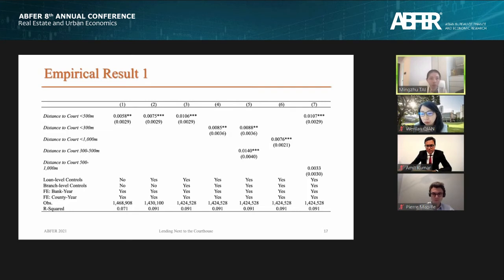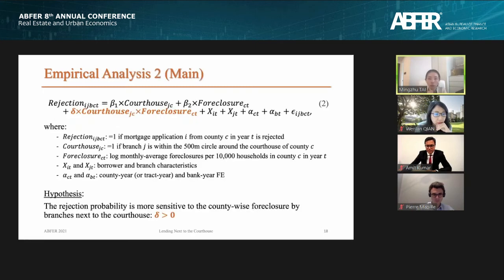And furthermore, we show that this result is driven by the dynamic sensitivity to the county-wide foreclosure. So again, as I just said, the idea is if there is no foreclosure in the county, then we should not observe any differences between the treated branches and the control branches. Only when there are a lot of foreclosures going on will we see the difference. As a result, by interacting the treatment indicator with the county-wide foreclosure intensity, we should expect the coefficient delta to be positive. And this again is exactly what we observe from the regression results.